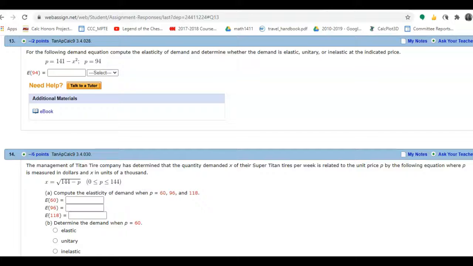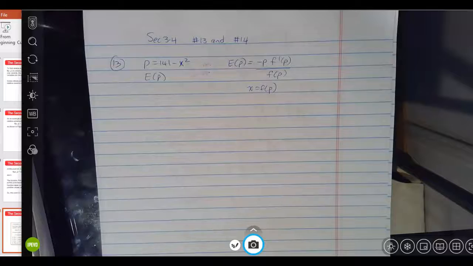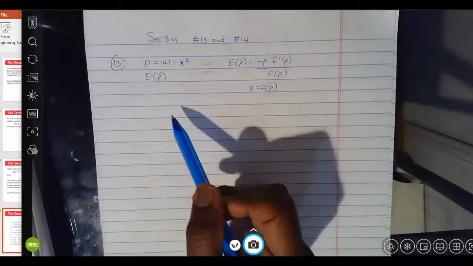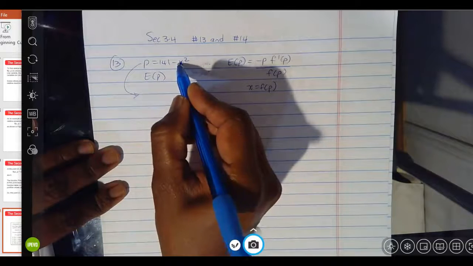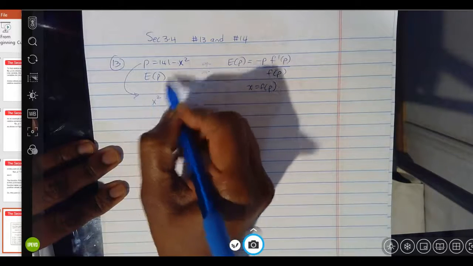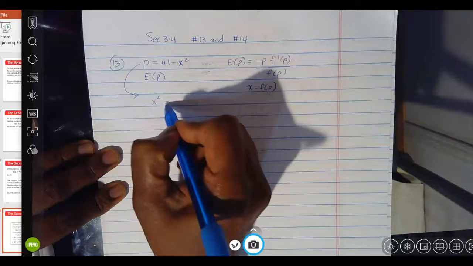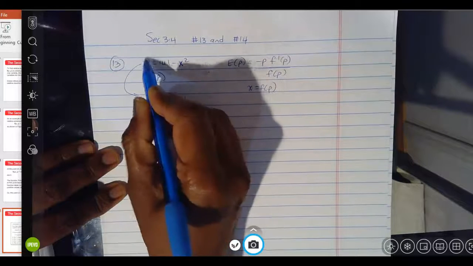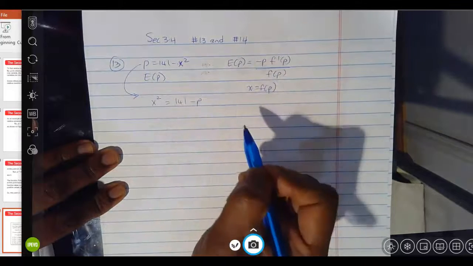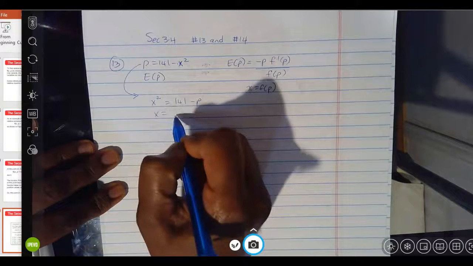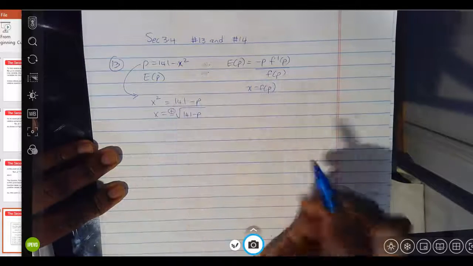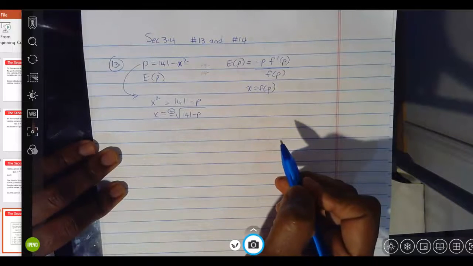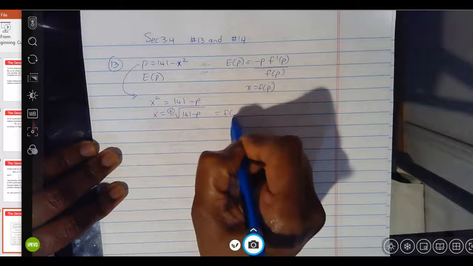So for the first question in 13, you need to first solve for x. Here we are. This is a problem that I have in my version. So I'm going to solve for x. I'm going to move the x squared over to the left side, so it's positive. Then I'm going to have x squared equals 141, and I'm going to move the p over, so it's minus p. So x would be plus or minus square root of 141 minus p. But since x is the number of units, it's only going to be positive. So this is f of p.